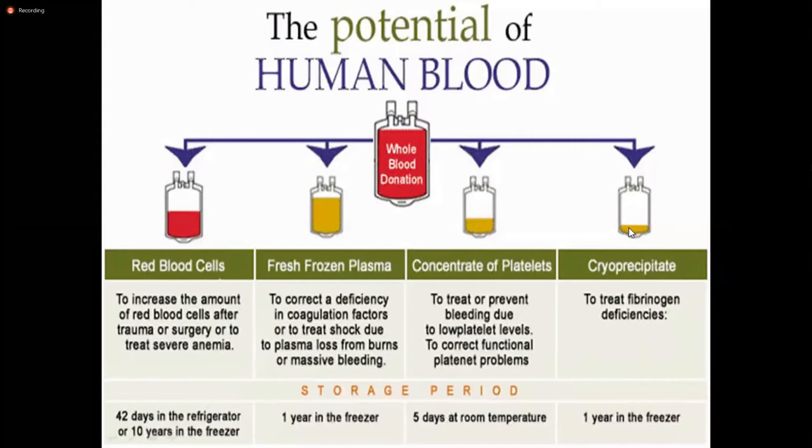The red blood cells, to increase the amount, you all know that the red blood cells are given to treat conditions related to anemia, or if the patient is going for surgery and has anemia, so we can use these packed RBCs.